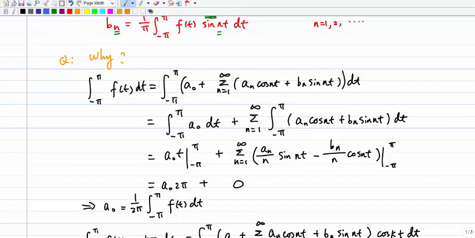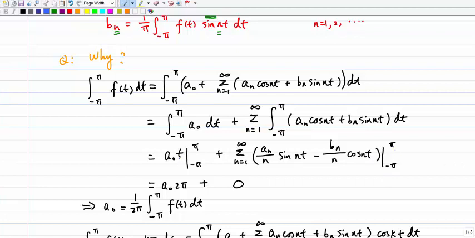So let's do the integration. The integral of a0 over t will be just a0 times t, evaluated at negative pi and pi. This one is a summation, we still keep the summation. The inside integration is quite straightforward. The an times cosine nt integrates to an divided by n times sine nt, and bn sine nt integrates to negative bn over n times cosine nt, evaluated at negative pi and pi.